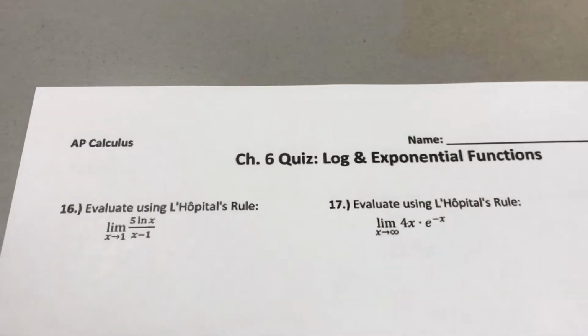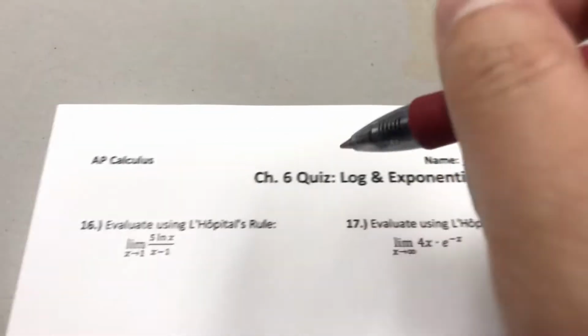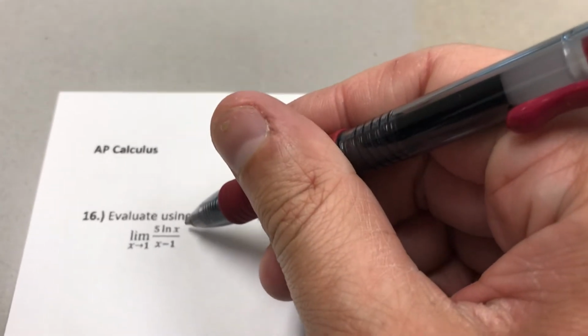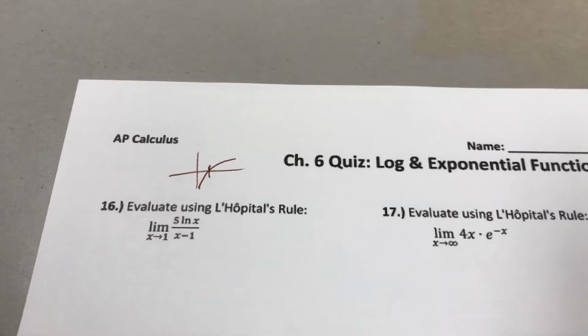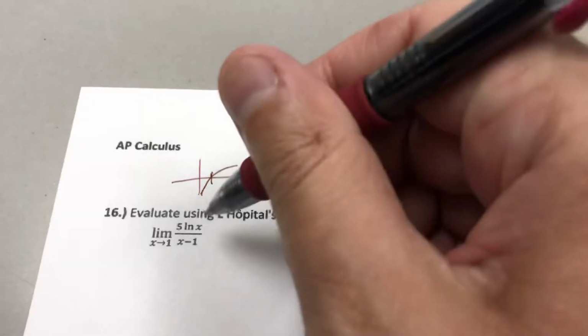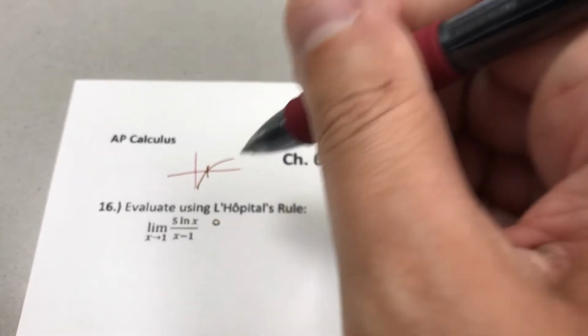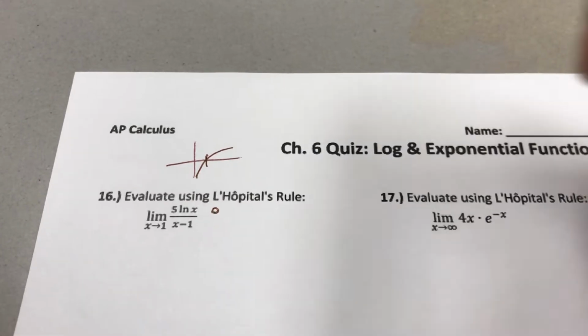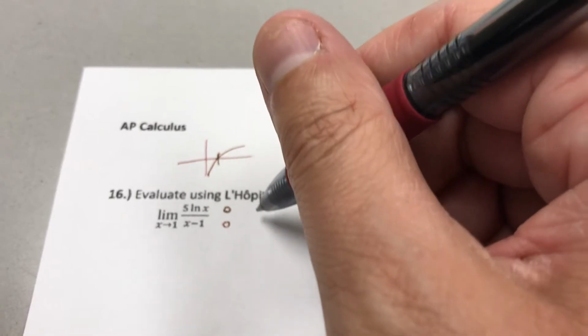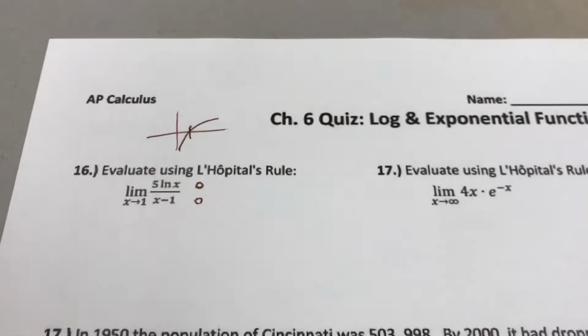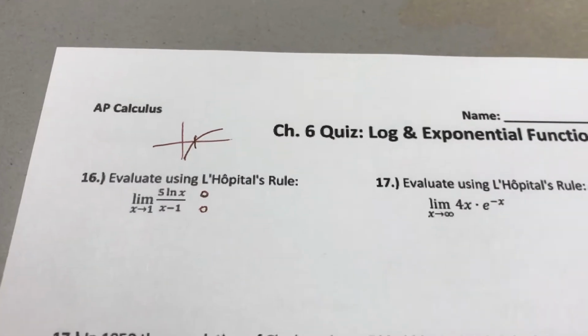Page 2 of the quiz. L'Hopital's rule: you substitute in and see what you get. Natural log of 1 is 0. The natural log function looks like that. So if you put a 1 in the top, it evaluates to 0. Put a 1 in the bottom, that evaluates to 0. Since the top and the bottom both evaluate to 0, we get 0 over 0.